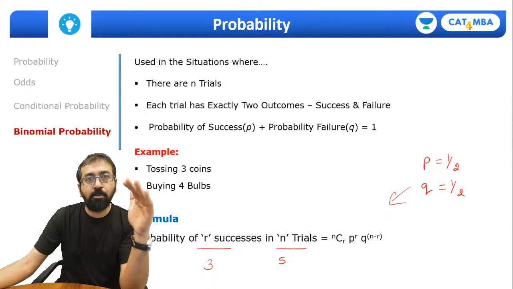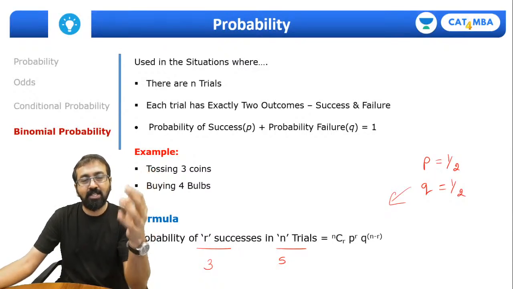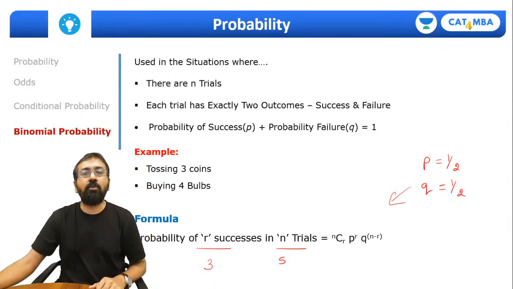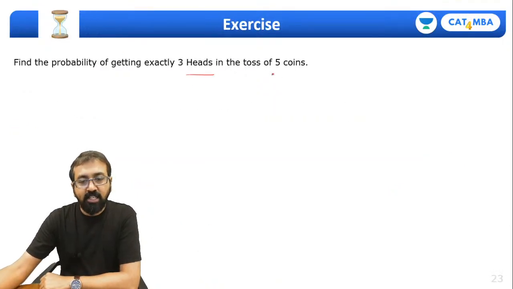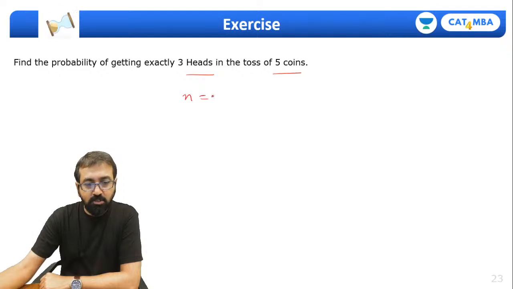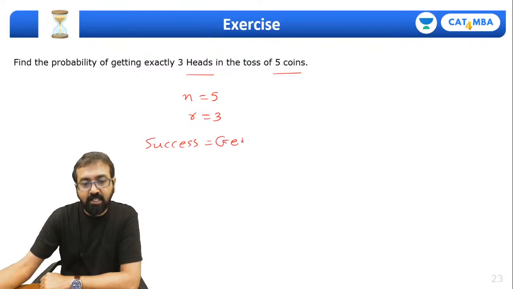What is the probability of getting exactly 3 heads when we toss 5 coins? So this is how we can solve it straight away. Find the probability of getting exactly 3 heads in 5 coins. So let me write down: n is 5, r is equal to 3. Success, what is success? Getting a head, right? Getting a head.